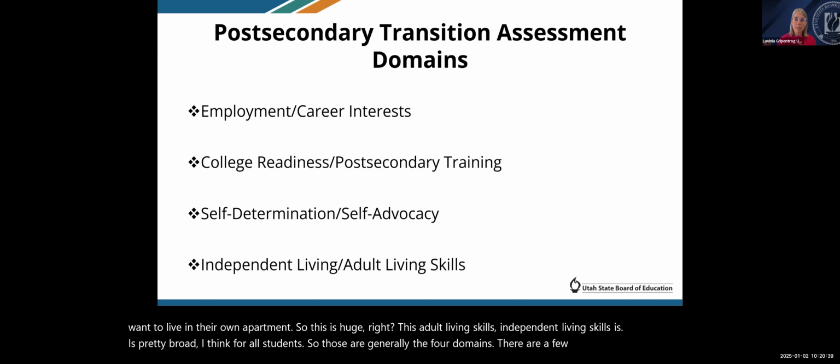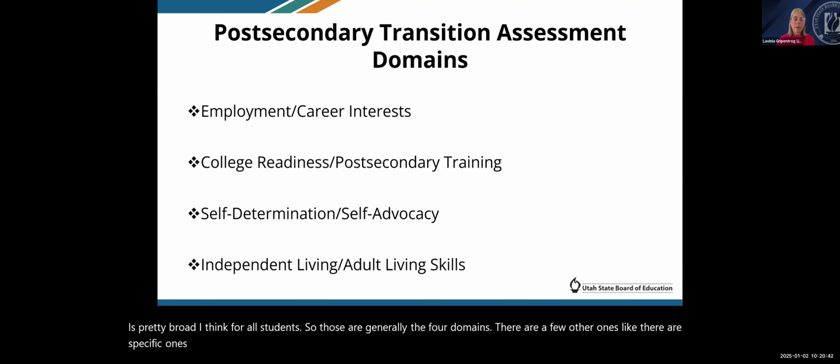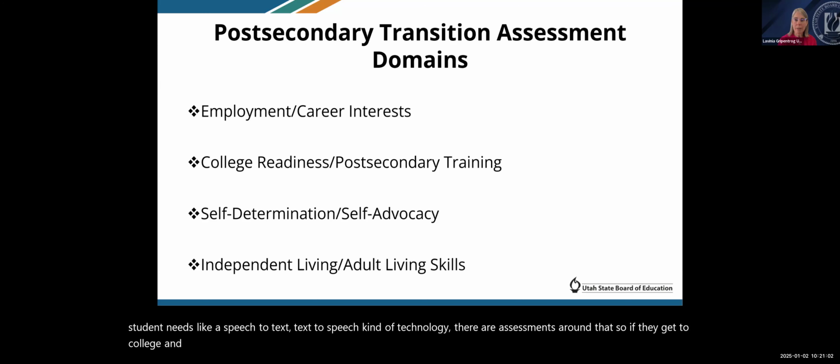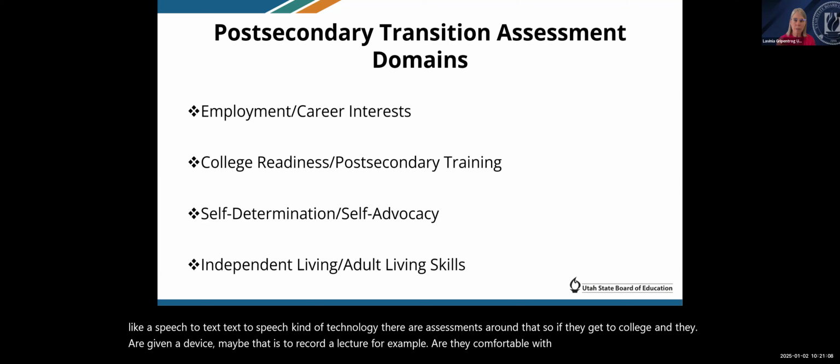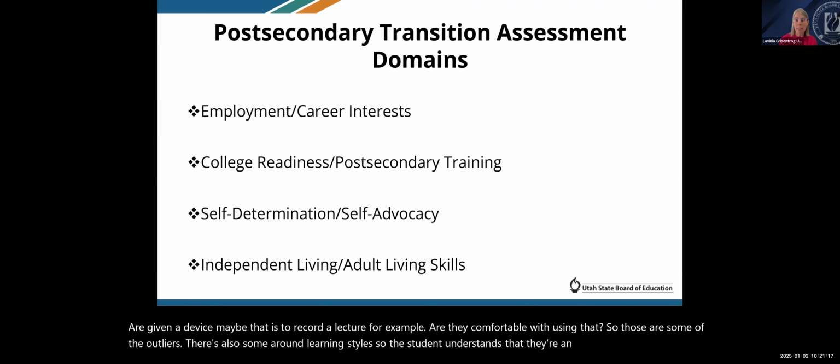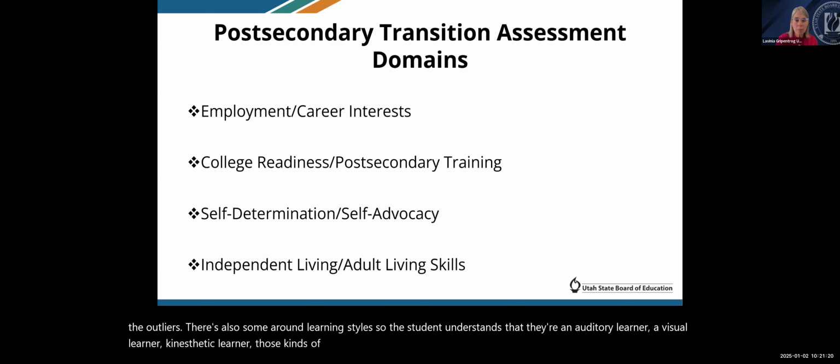There are a few other ones, like there are specific ones around healthcare. There are some specific assessments around this idea of assistive technology. So like if a student needs a speech to text or text to speech kind of technology, there are assessments around that. So if they get to college and they are given a device maybe that is to record a lecture, for example, are they comfortable with using that? So those are some of the outliers. There's also some around learning styles. So if a student understands that they're an auditory learner, a visual learner, kinesthetic learner, those kinds of things. But these are the 4 big ones.